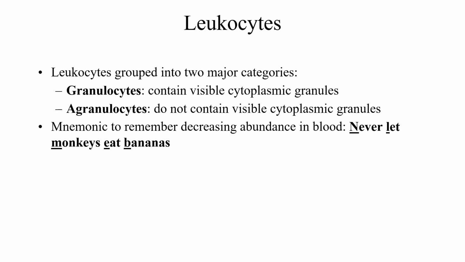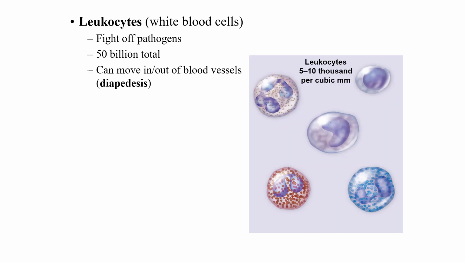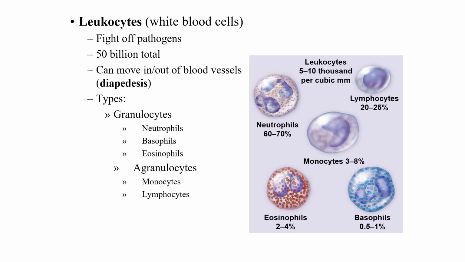All right, so let's look at the types of granulocytes and agranulocytes. We have neutrophils up first. Neutrophils are the most abundant type of white blood cells, and they are typically the first to respond to infections, particularly bacteria. They're phagocytic. They engulf and destroy pathogens through a process called phagocytosis.